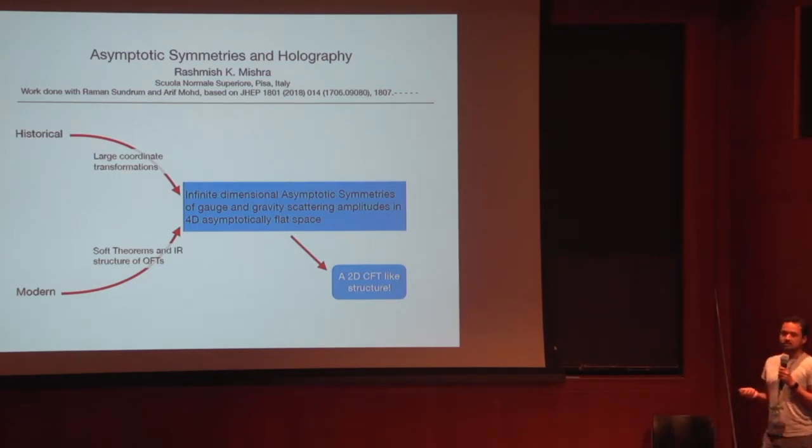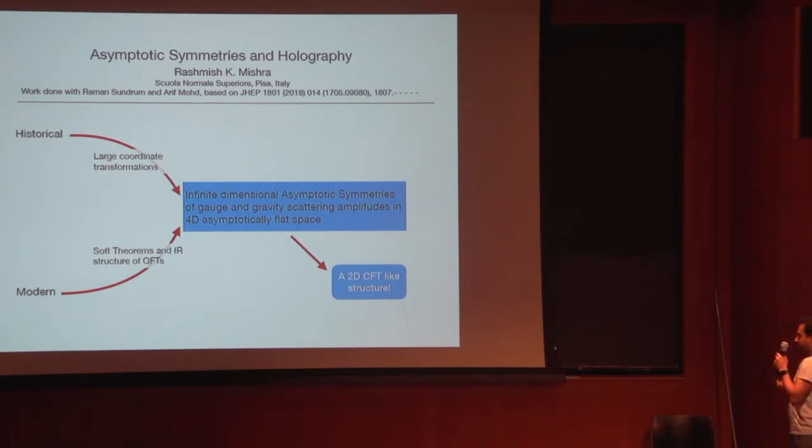I don't have to tell this audience what holography is, but let me quickly remind you what is meant by asymptotic symmetries. Daniel Kapec already gave a talk on this. Asymptotic symmetries, at least in the context of 4D asymptotically flat spacetime, are infinite dimensional symmetries of gauge theory and gravity. Historically, they were discovered by looking for coordinate transformations which preserve the asymptotically flat spacetime.